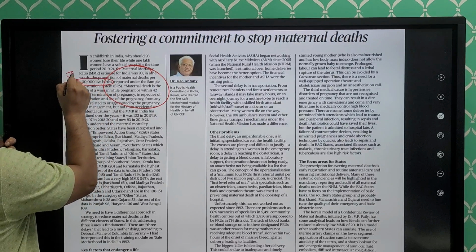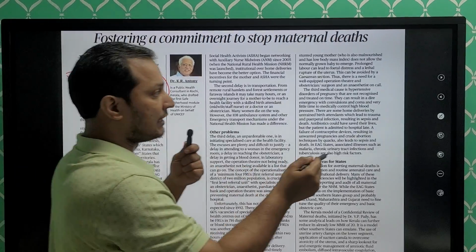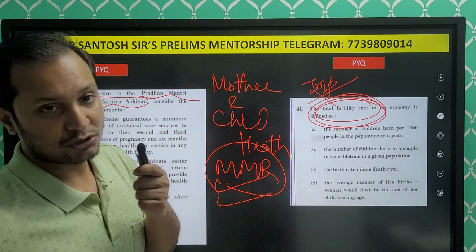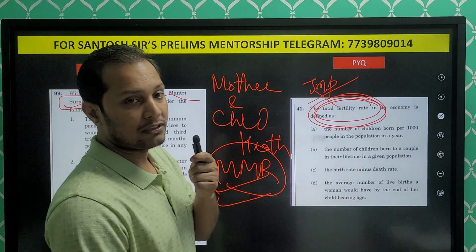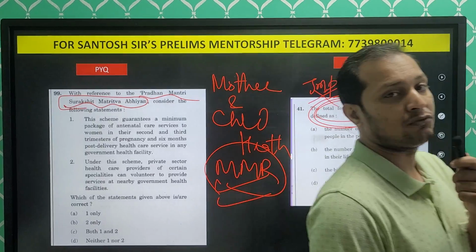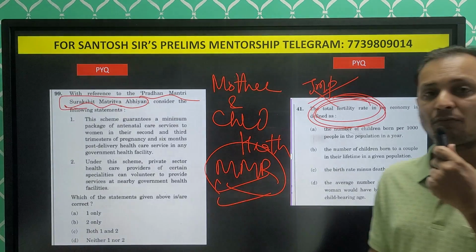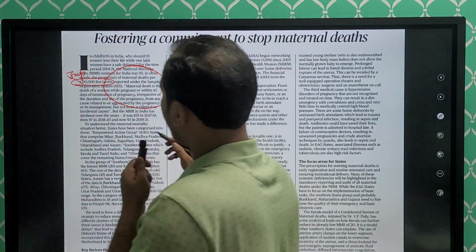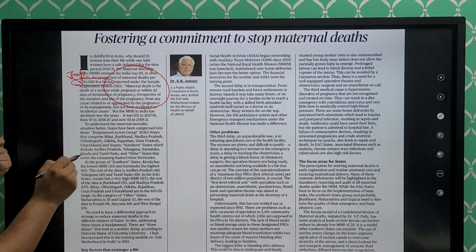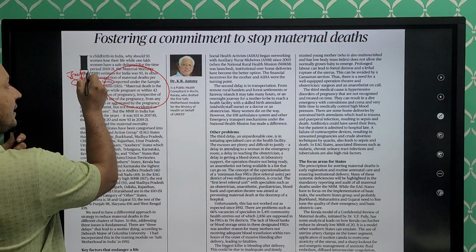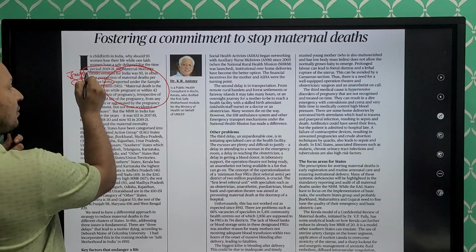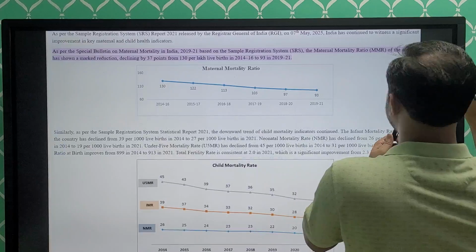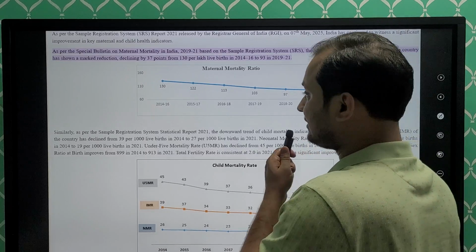This is very important, guys. They can ask you definition based questions, and they have already asked definition based questions: total fertility rate, what is the meaning of total fertility rate? So they can ask you the meaning of maternal mortality rate, or they can ask fact based questions. What is the MMR of India as per the survey in 2019-2021? Or they can ask you what is the SDG target.